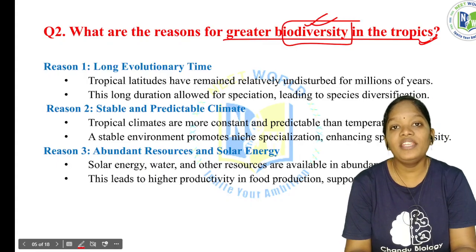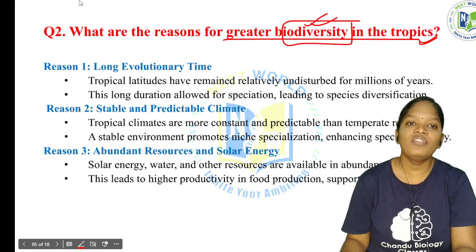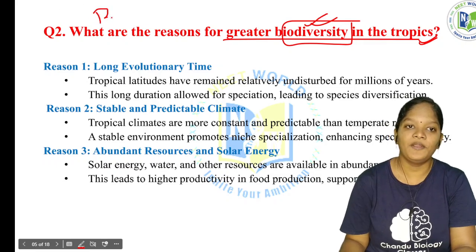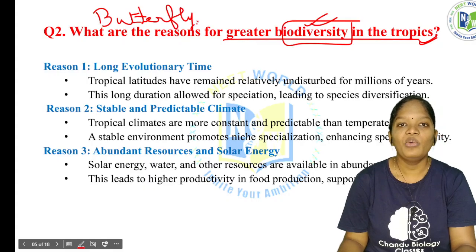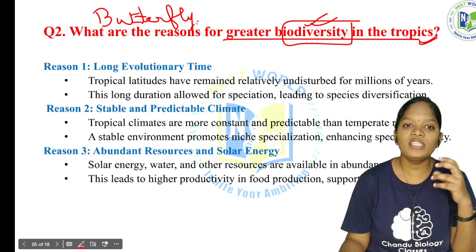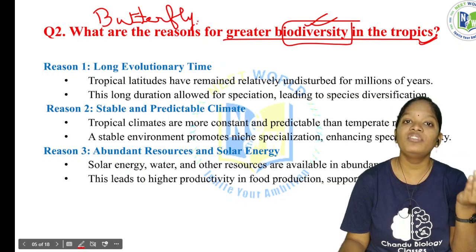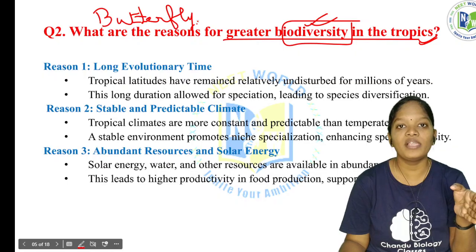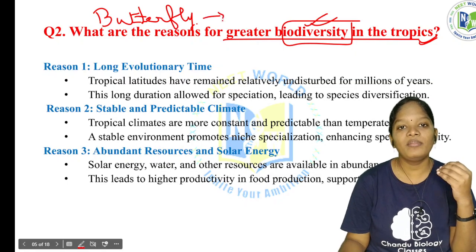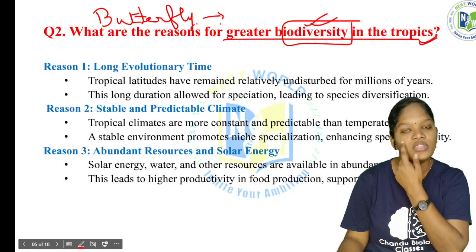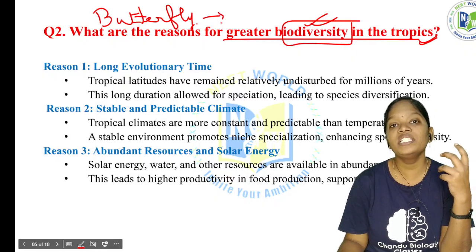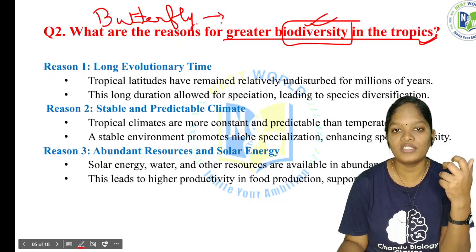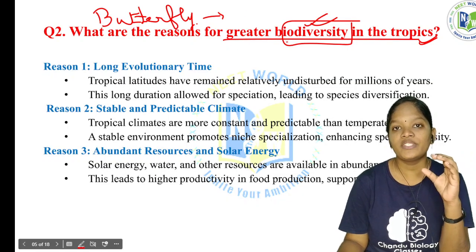Biodiversity is the variety of living organisms. If I take the butterfly, it is not the same color everywhere. The butterfly I see in my place may be different from the butterfly in your place. If I see a black butterfly, a white butterfly is also there. Structurally they are different species, different varieties of butterflies. That is what biodiversity is.